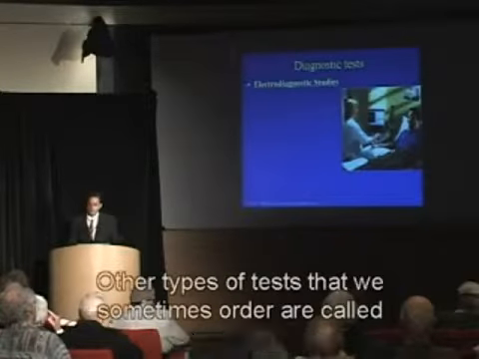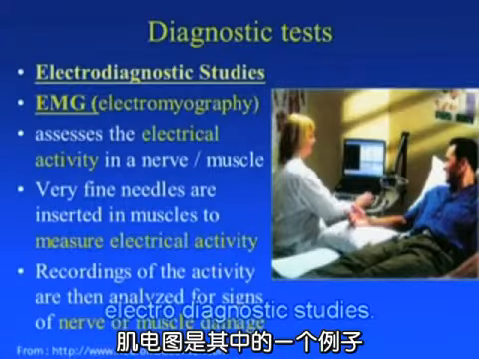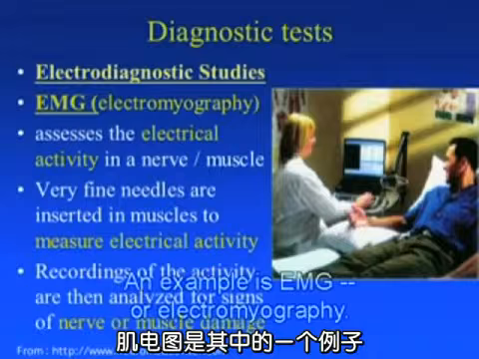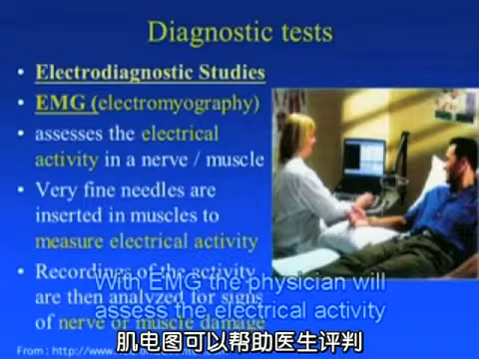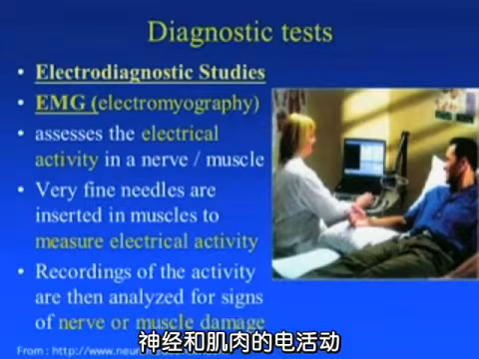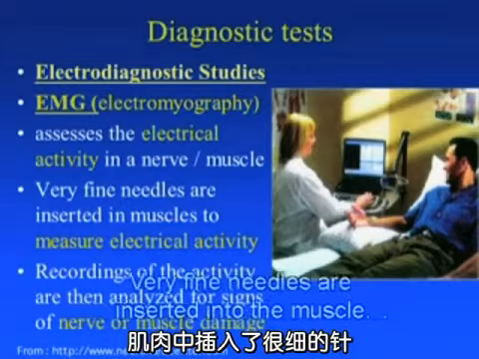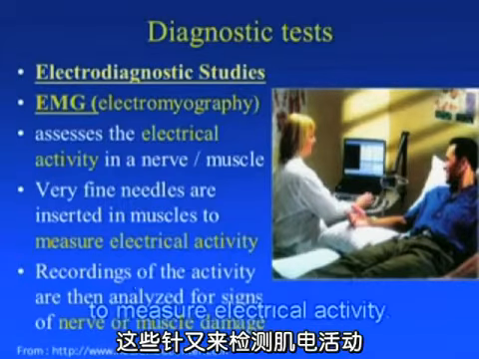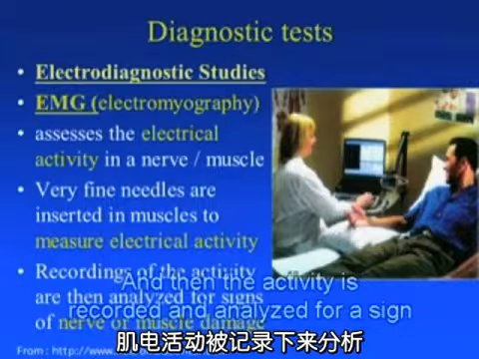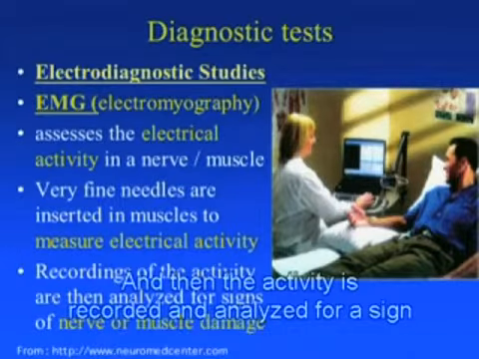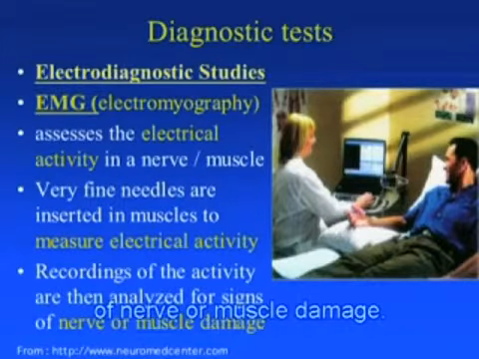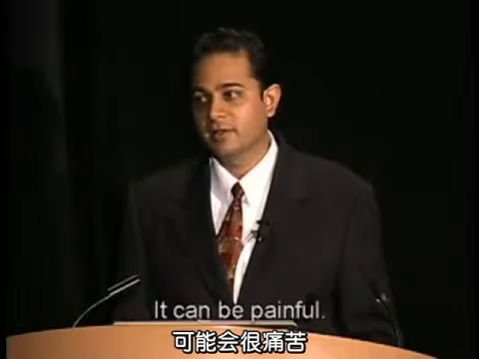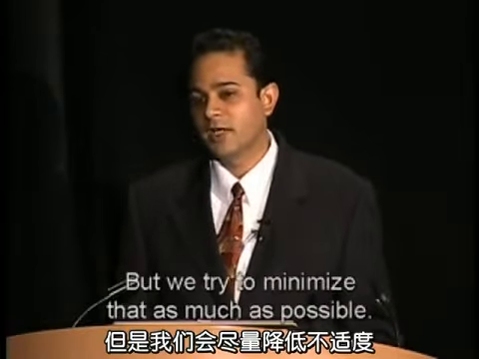Other types of tests that we sometimes order are called electrodiagnostic studies. An example is EMG, or electromyography. With EMG, the physician will assess the electrical activity in the nerve and the muscle. Very fine needles are inserted into the muscle to measure electrical activity. And then the activity is recorded and analyzed for signs of nerve or muscle damage. It's not the most pleasant test. It can be painful, but we try to minimize that as much as possible.